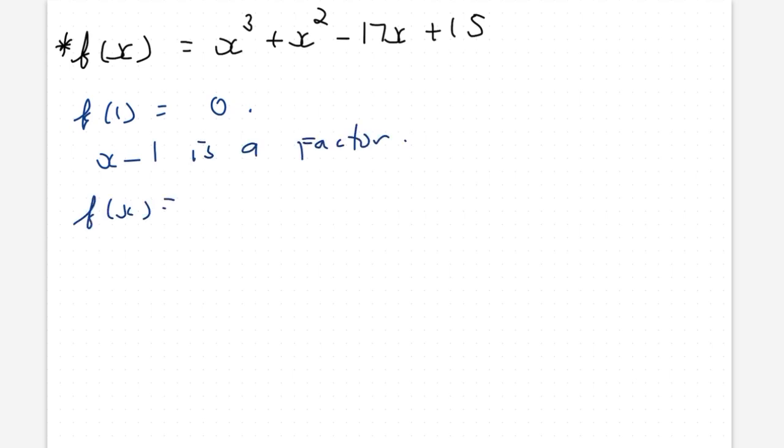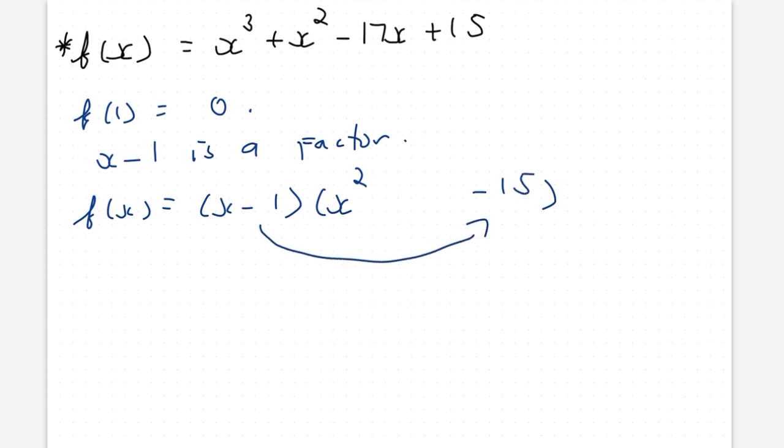And so now we will write here x minus 1, and we know we're going to have to multiply it with another trinomial there. Here I'll put x squared so that x times x squared would give me the x cubed that I desire. Here I'll put minus 15 so that minus 1 times minus 15 will give me the positive 15 that I desire.